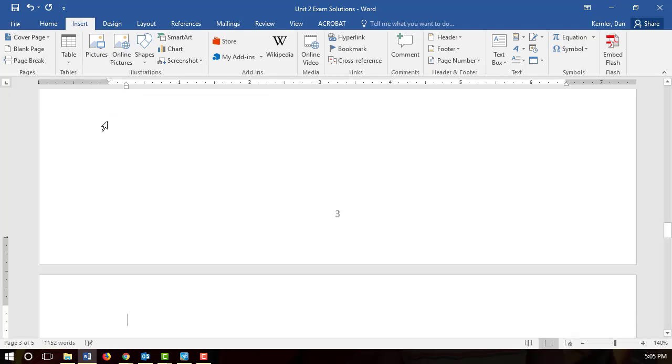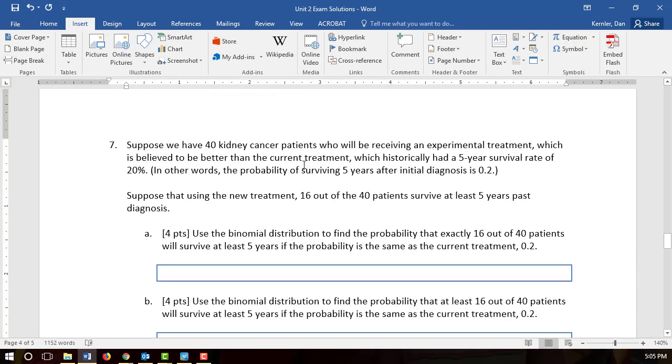All right, let's do a page break. Number 7, we have kidney cancer patients. Use the binomial distribution to find the probability that exactly 16 out of 40 will survive at least 5 years if the probability is the same as the current treatment, 0.2. So the survival rate is currently 20%, so the probability of surviving is 0.2. All right, so we need to use the binomial calculator.